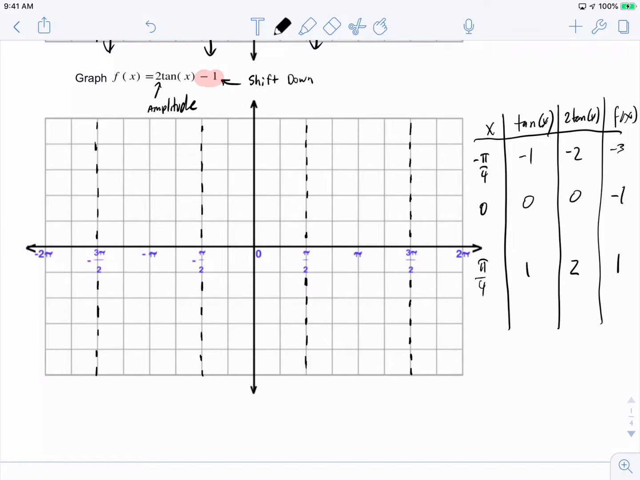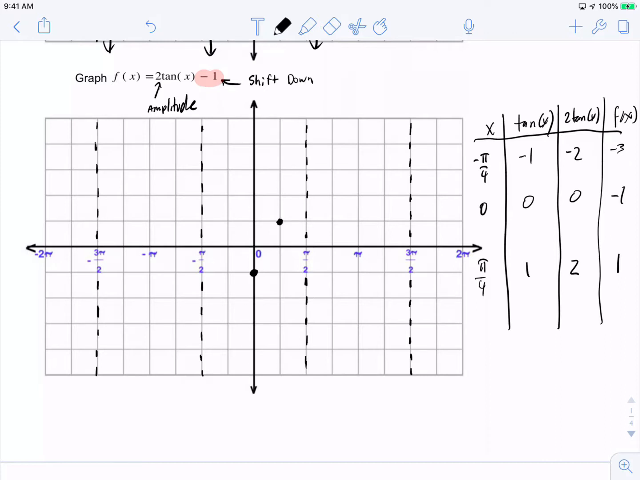So now, let's go ahead and graph this. We see that at 0 for x, we're going to get a negative 1. At pi over 4, we're going to get the point 1. And then at negative pi over 4, we're going to get a negative 3 value.